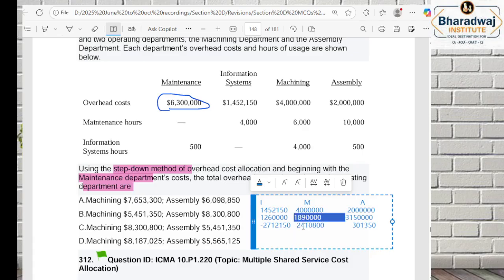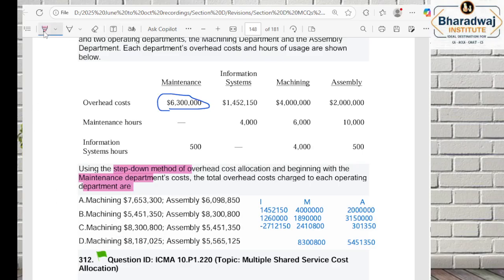4 million plus 18 lakh 90 plus this much. 83 lakh 8,000. 800. The other one, 54 lakh 51,350. I hope there is only one option with this. C. Done.